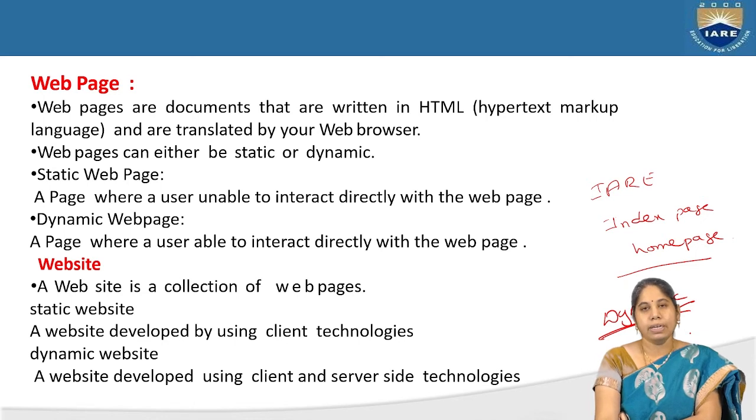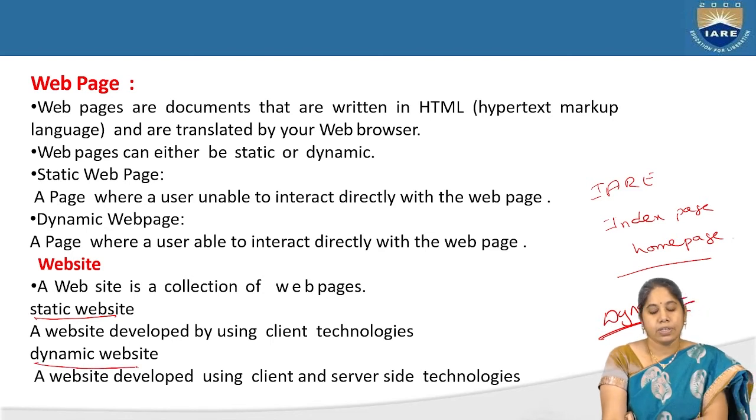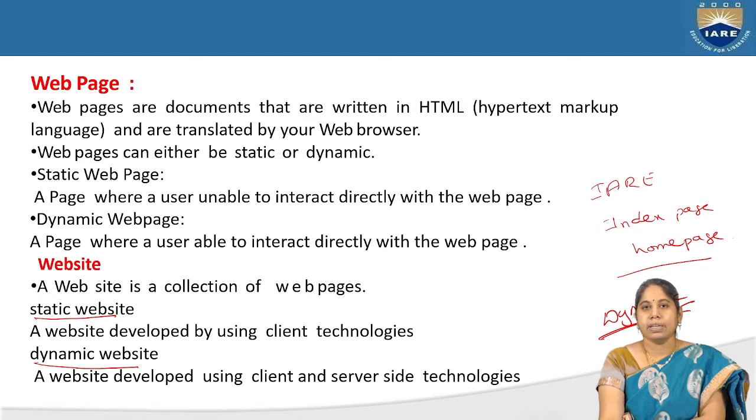Now come to the website. What is a website? It is a collection of web pages. What are the different types of websites? There are two types: one is the static website and another is the dynamic website. A static website is simply developed using client technologies. What are the client technologies? Just HTML and XML. By using just client technologies, these static websites will be developed.